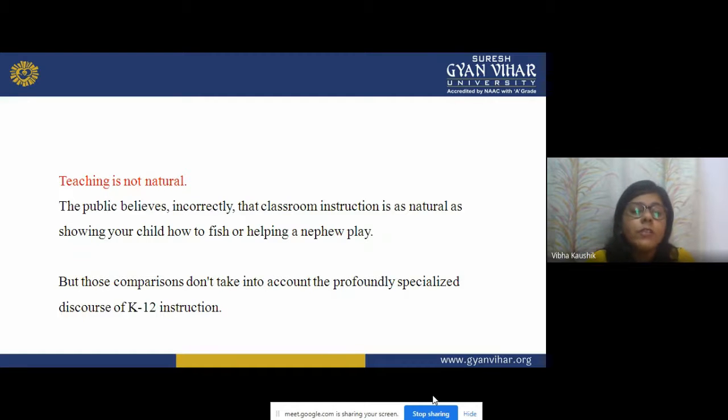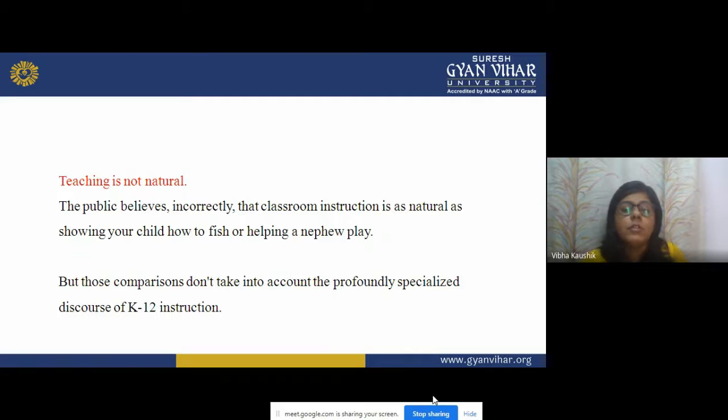Teaching is not natural. Now, what is that? That teaching is not a natural skill. The public believes incorrectly that classroom instruction is as natural as showing your child how to fish or helping a nephew play. Now, what they are saying is that teaching is not as natural as people think, and that it's a more difficult task. It is not an easy task, and they are making a comparison with showing your child how to fish. That it is easy, it is natural to teach a child how to fish, or helping a nephew play, that is also natural, that is very easy, but teaching is not a natural and easy process.